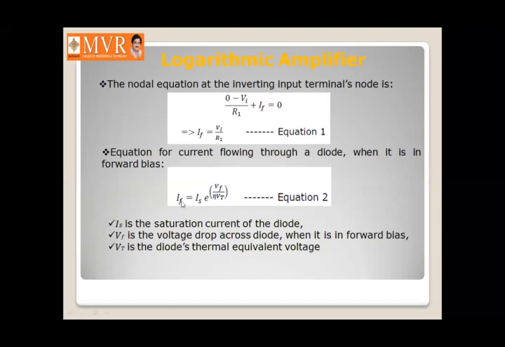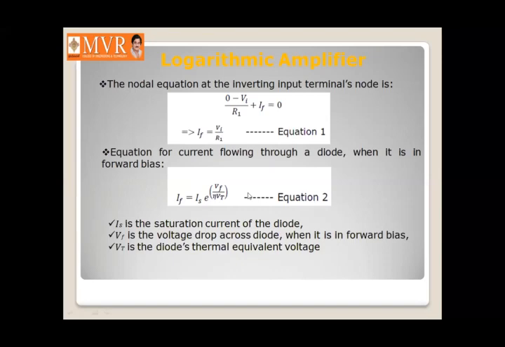That is, when the diode is forward biased, the current through the diode. And Is is the saturation current, and Vf is the voltage drop across the diode when it is forward biased. Next, Vt is the volt equivalent temperature. Eta is equal to 1 or eta is equal to 2, and this eta depends upon the type of the semiconductor material. That is, it may be silicon or it may be germanium. If it is silicon, eta is equal to 1, and if it is germanium, eta is equal to 2.